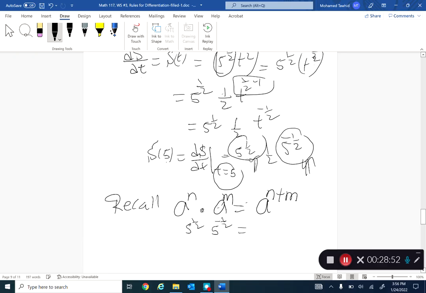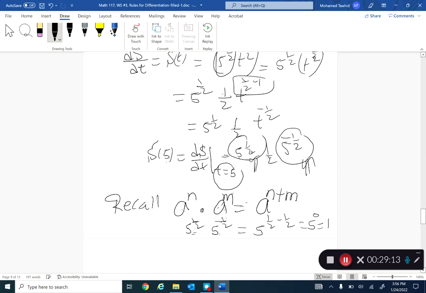According to this rule, what is my base? 5. The same base. Then I can combine those together. It will be 5 to the power 1 over 2 minus 1 over 2. I'm just adding. So what do you have? You have 5 to the power 0, which is just 1.